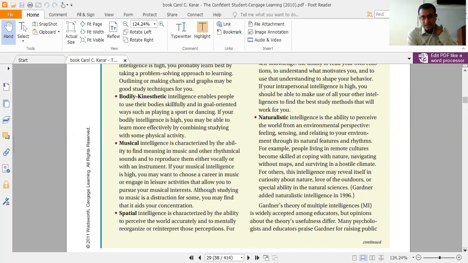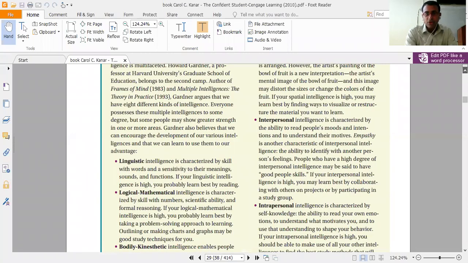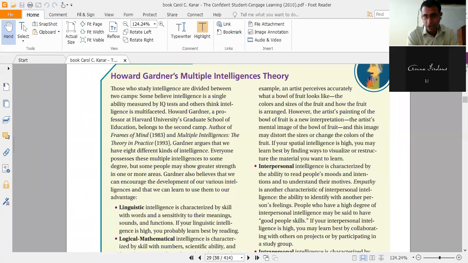Spatial intelligence is characterized by the ability to perceive the world accurately and to mentally reorganize or reinterpret those perceptions. For example, an artist perceives accurately what a bowl of fruit looks like, the colors and sizes of the fruits and how the fruit is arranged. So only those people have got spatial ability. Spatial means space, related to place. For example, this is a classroom, okay? So only few people know how to arrange and make best use of space.